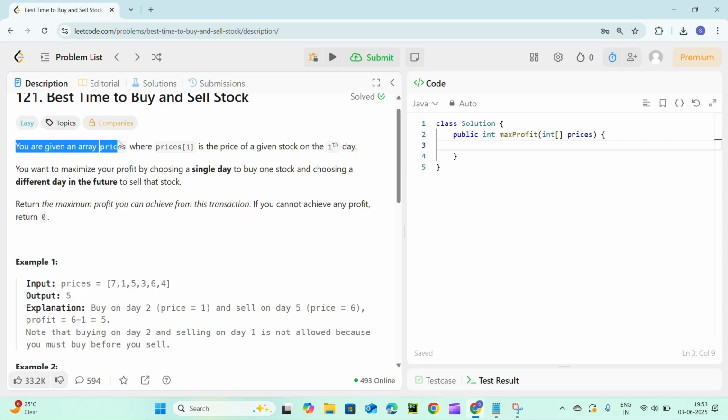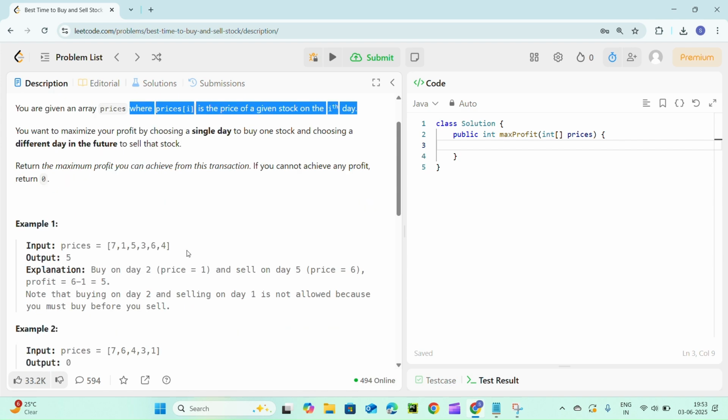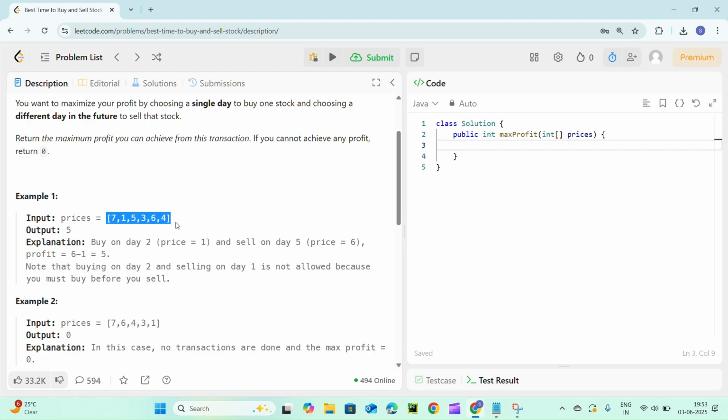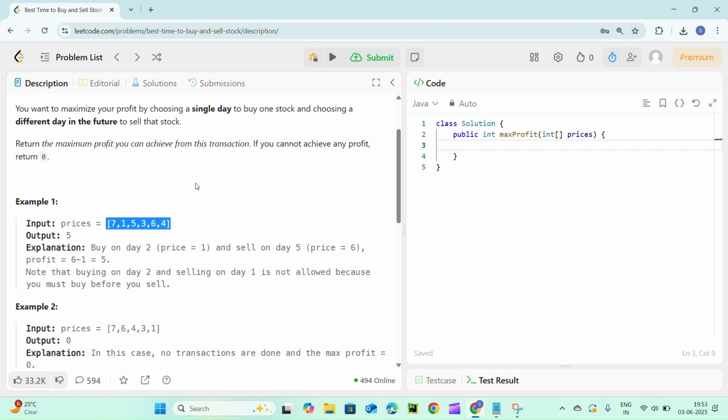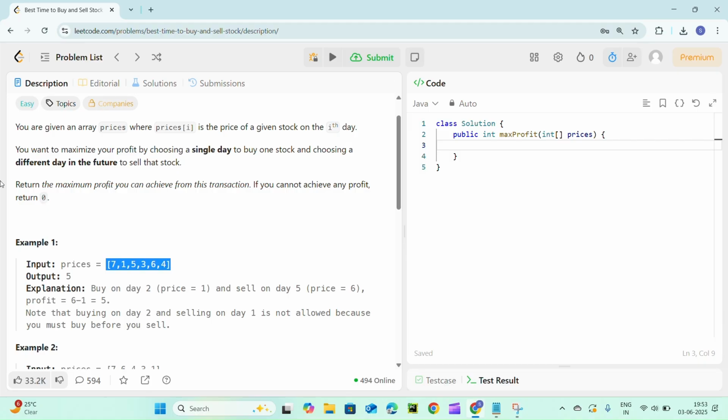Here they have given an array called prices, where prices[i] is the price of the given stock on the ith day. That means i is the index number, as we all know, and prices[i] means the values at the index. Let's take indices 0, 1, 2, 3, 4, 5, and here we are calculating using days. So let me take 1, 2, 3, 4, 5 for example. On day 1 the stock value is 7, on day 2 the stock value is 1, on day 3 the stock value is 5, and so on.